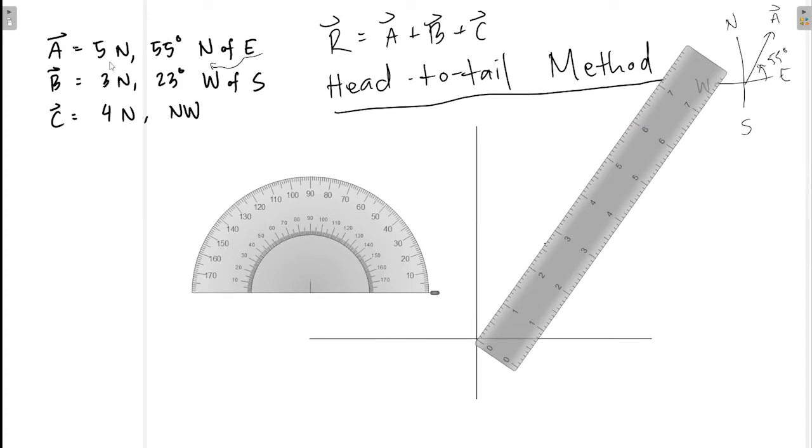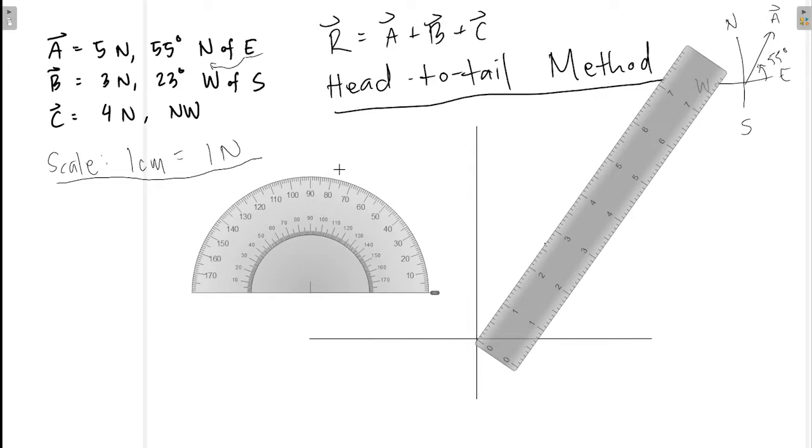Now, if you look at our vectors, ang unit natin is in newtons. Okay? And this ruler is in units of centimeters. Now, in order to express yung ating magnitude in terms of centimeters, we need to assign a scale factor. Okay? So, for this particular example, ang ating scale will be 1 centimeter sa ating drawing will represent 1 newton. Okay? So, ito yung gagamitin natin na scale as we draw the vectors.